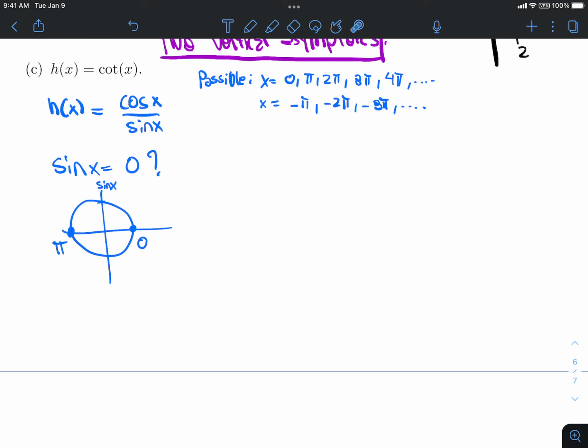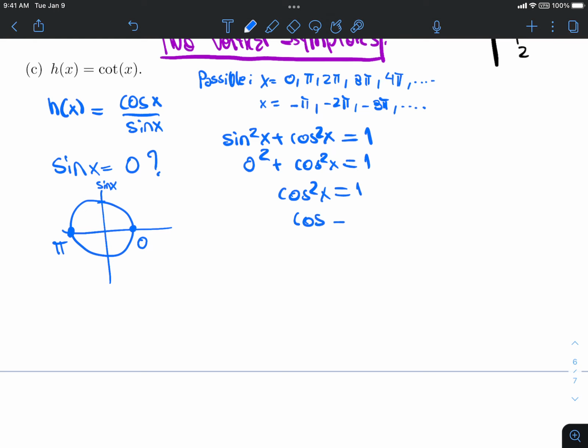What we're going to have as consequences for these, though, is that if you remember the Pythagorean identities, it says sine squared x plus cosine squared x equals 1. At all of these values, we're going to have sine squared equals 0. So 0 squared plus cosine squared x equals 1. So that will mean cosine squared x equals 1. So cosine is plus or minus 1.